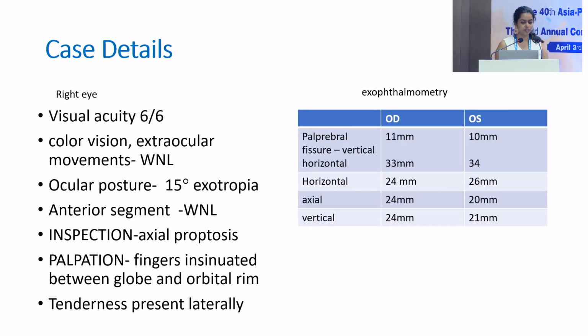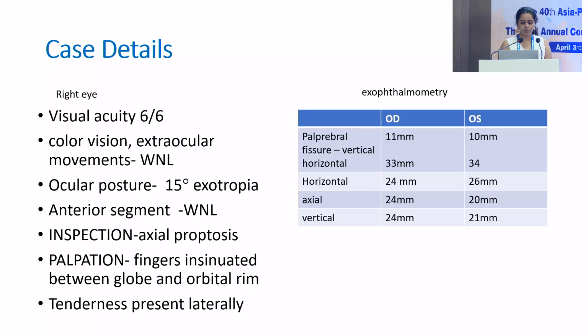The visual acuity was 6/6. Color vision, extraocular movements were within normal limits. Ocular posture had 15-degree exotropia. Anterior segment was within normal limits. On inspection, there was axial proptosis. On palpation, fingers were insinuated between globe and orbital rim, and tenderness was present laterally.